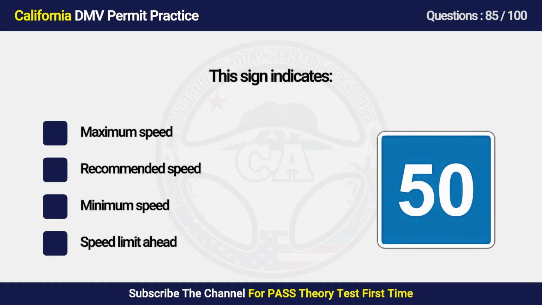Question 85. This sign indicates: A. Maximum speed, B. Recommended speed, C. Minimum speed, D. Speed limit ahead.